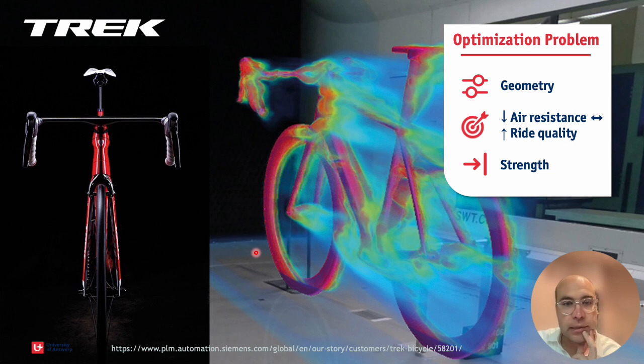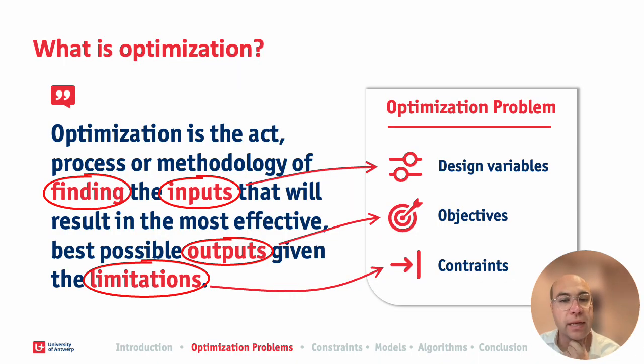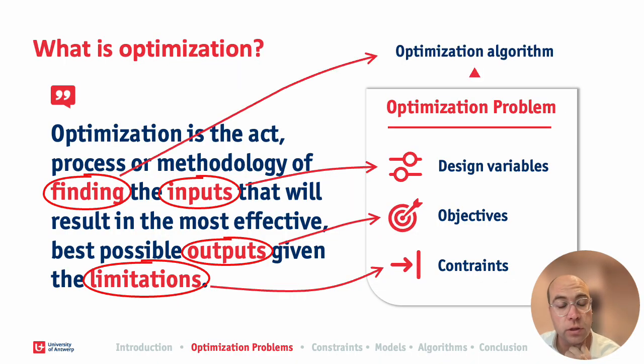Actually, defining these parameters, that's the most important thing. For instance, if you have a bicycle, the geometry will be optimized. These are the design parameters. The objective can be reduced air resistance or increased ride quality, and the constraints are, of course, the strength of the bicycle. If we can define those, we can select an optimization algorithm. And actually, that is the most important step in optimization.